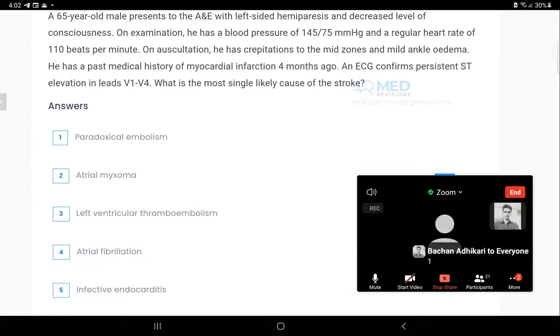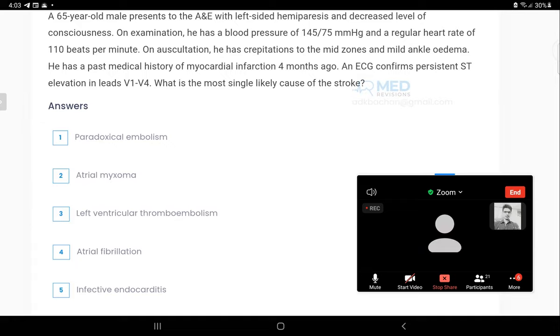You're saying, what is the single most likely cause of the stroke? An ECG confirms a persistent ST elevation in leads V1 to V4. All right, leads V1 to V4. This is a 65-year-old. They have left-sided hemiparesis. Dr. Samir now says 3. Okay. And decreased level of consciousness. On examination, their blood pressure is 145/75. Heart rate is 110, but regular. He's got crepitations, mild ankle edema, and a myocardial infarction 4 months ago. Right? 4 months ago, he had an MI.